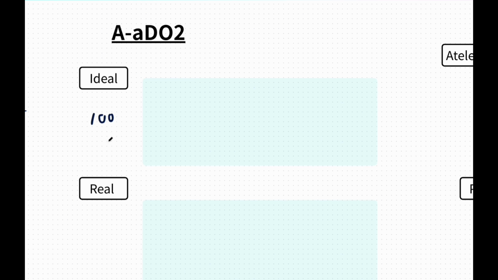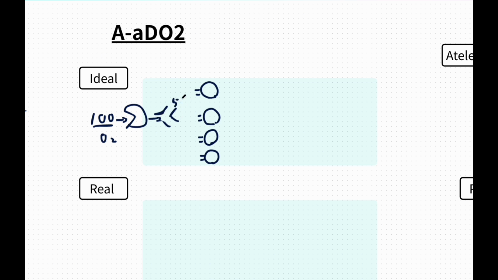Imagine that air containing 100 units of oxygen enters the airways. It travels down the trachea, divides into right and left bronchi, and finally reaches the alveoli. Of course, we have hundreds of millions of alveoli, but for simplicity, let's illustrate this with 4 alveoli. If 100 units of oxygen enters the lung, it divides into 50 and 50, and each alveolus receives 25 units.